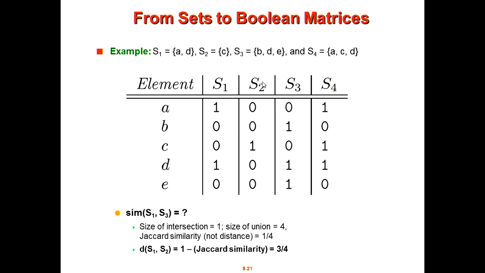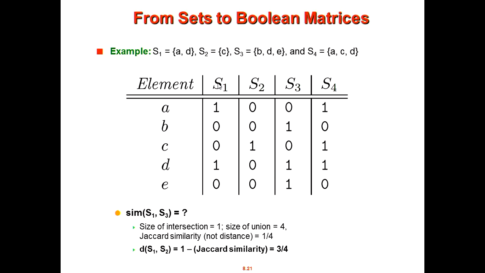Then in order to compute the similarity between two documents, you just need to take the relevant columns. From the columns, you get the vectors. Then using the AND and OR operators, you can get the intersection and union, and you can compute the similarity and the distance.